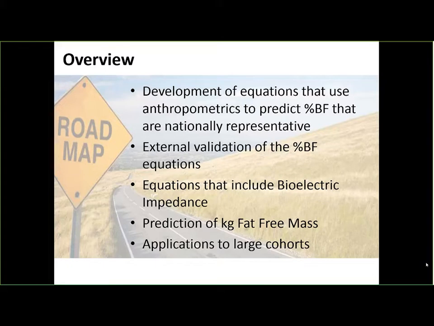Today I'm going to talk about the development of equations that use anthropometrics to predict percent body fat that are nationally representative, and about the external validation of those equations, equations that include bioelectric impedance, and then the prediction of fat-free body mass, which is fat-free mass, which is what is really of most interest to those of you who are interested in sarcopenia. So I'm going to relate estimation of this back to all of this work done here, and then talk about applications of this to large cohorts.